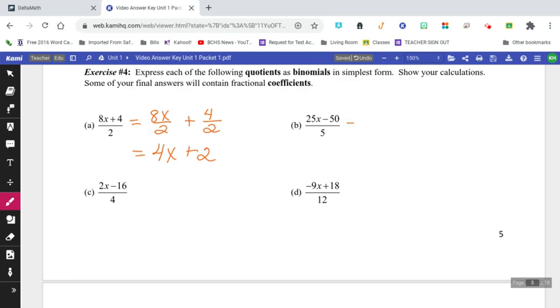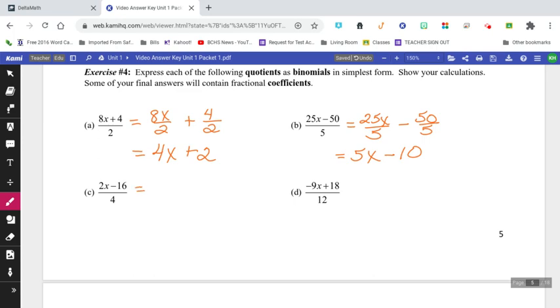For B, 25x divided by 5 minus 50 divided by 5. So 25x divided by 5 is 5x. 50 divided by 5 is 10. Right? Now I realize maybe you don't have to separate them out in order to do the division, but examples C and D are going to show you why you should, okay? And that's because we're going to get some fractions.